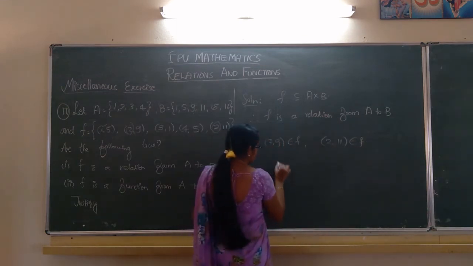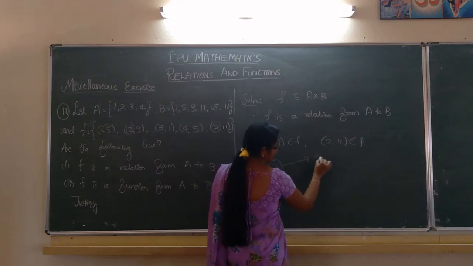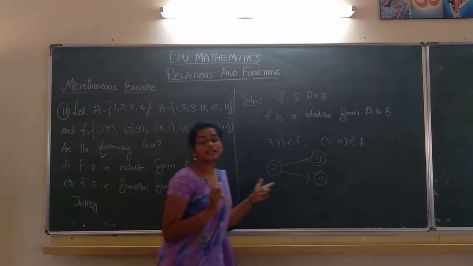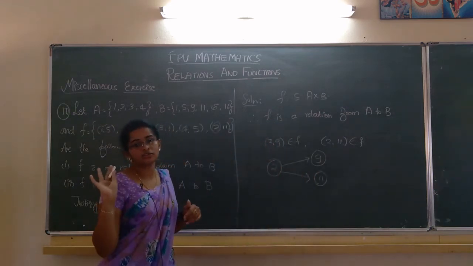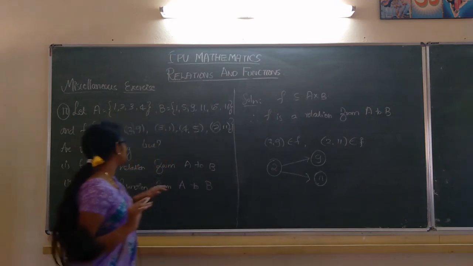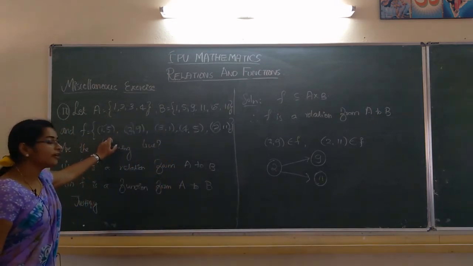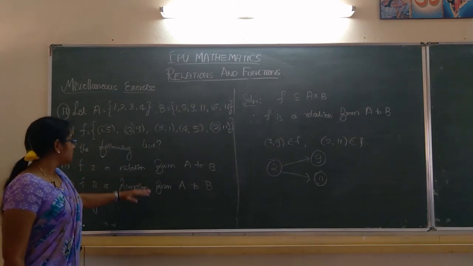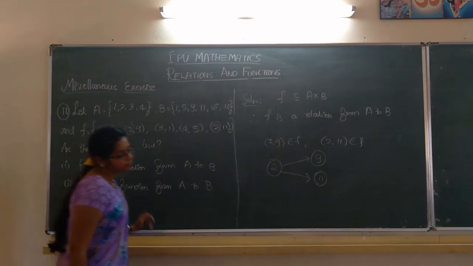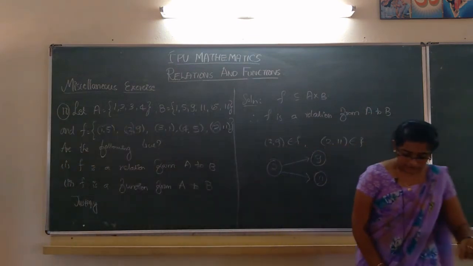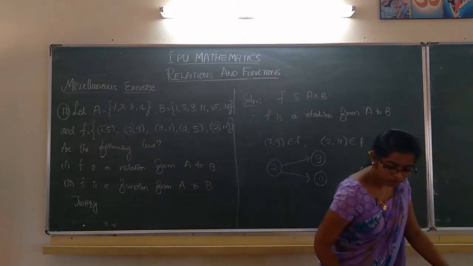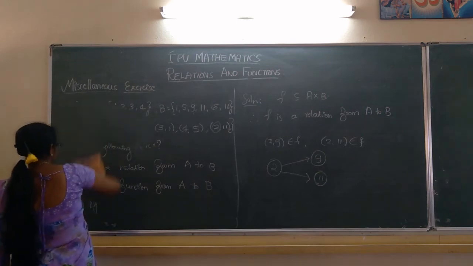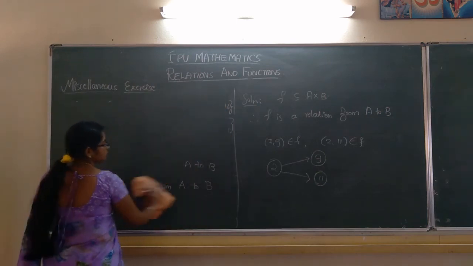That means 2 is mapped to 9, and at the same time 2 is mapped to 11 also. This cannot happen in the case of any function. That implies that F given here is not a function from A to B. So, F is a relation from A to B, but F is not a function from A to B. This is about the 10th problem. I hope this is clear. Let's move on to the next problem.